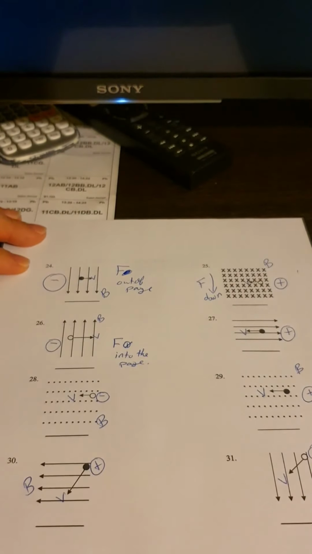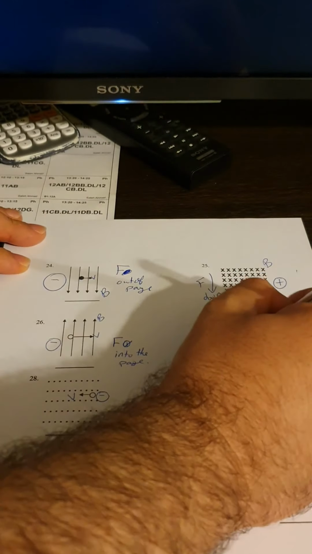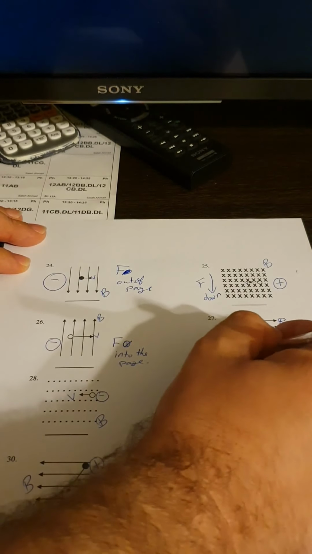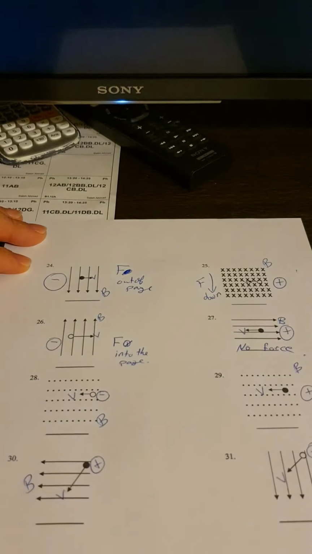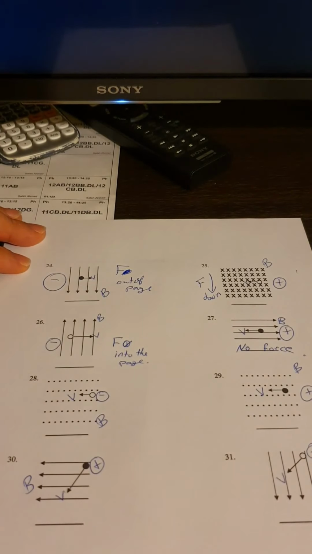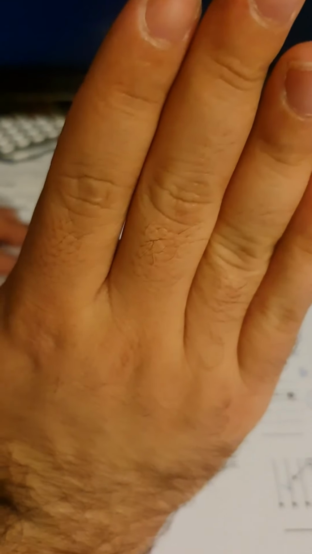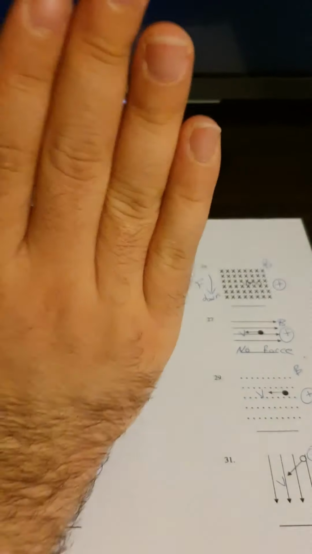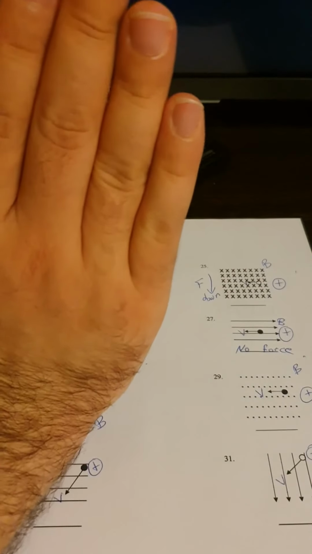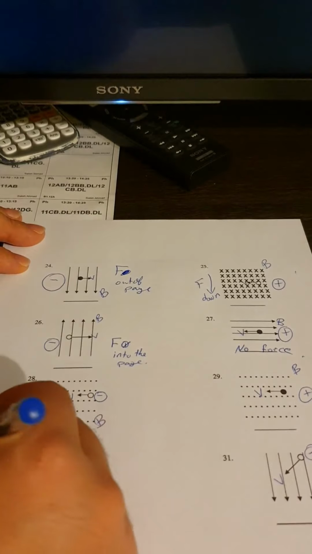Now we have V and B are parallel, so no force here. V is to the left, B is out of the page, so my four fingers out of the page. V to the left, this is a negative charge, so I follow the back of the hand, which points downward. The force here is down.